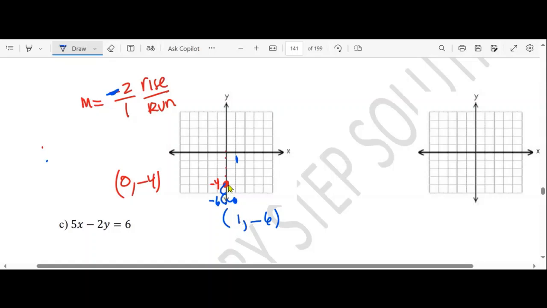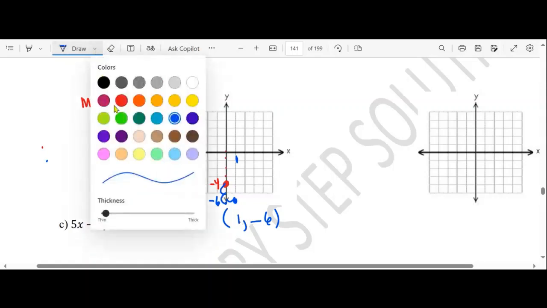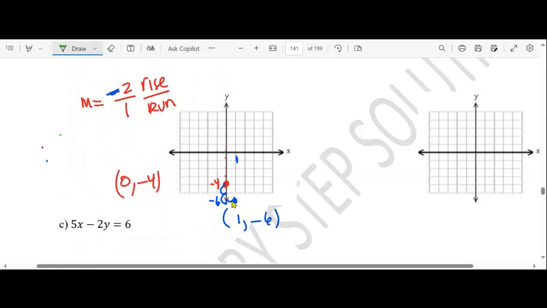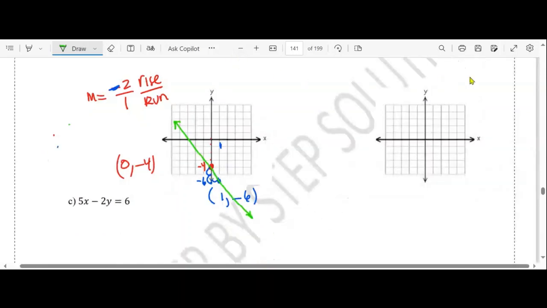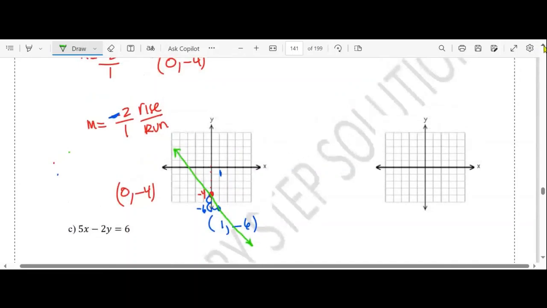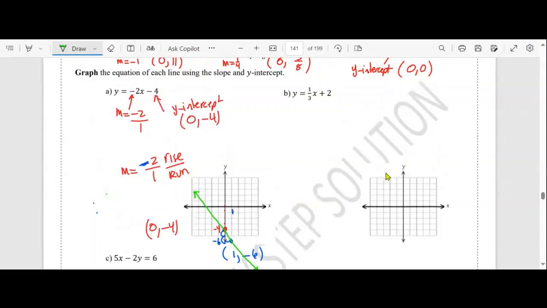Okay. So now if you want to graph this, how to graph it? Do it with a ruler, okay? If you do it with a ruler, it will come out correct. Easy? Can you do the second one by yourself? Let's see how smart you are.